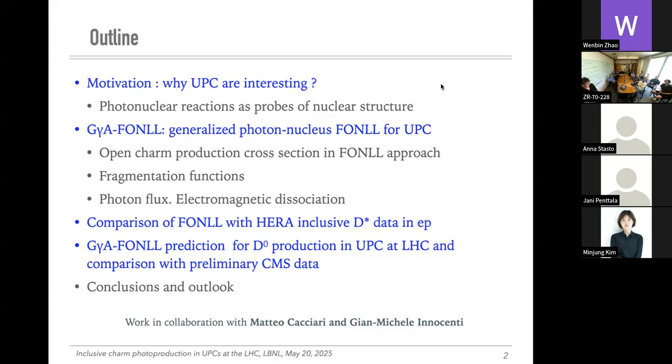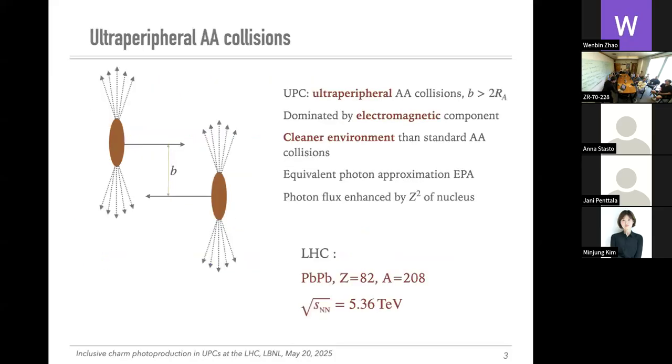This work was sparked by Gian Michele Innocenti, who is at CMS and is doing the measurement. He motivated us to do this calculation. And Matteo Cacciari, who was one of the authors of FONLL, recently joined us, and I hope to get some input from him.